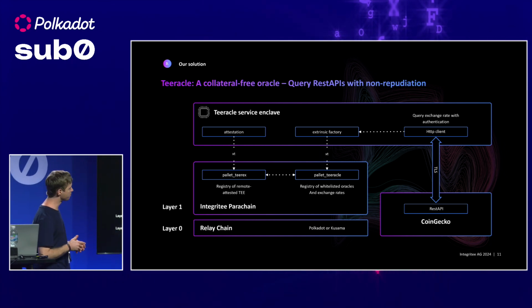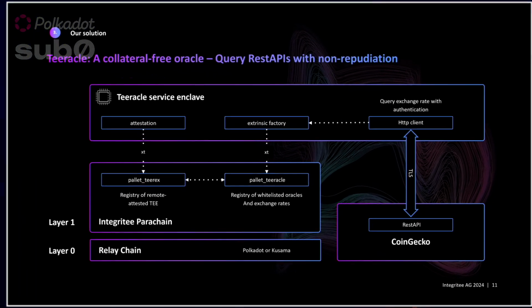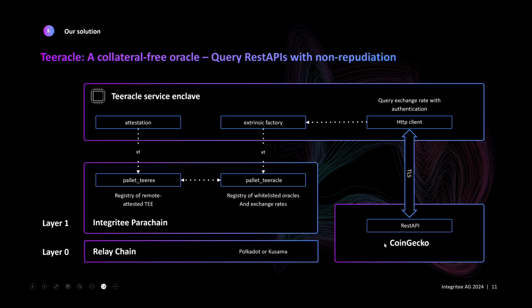I think I've been going quite fast, so I can explain this slide. This is the example of the CoinGecko Oracle. On the top, you see the TEE-Recal service. First it goes through the attestation process, which will register with our pallet TEE-Rex, which will verify the remote attestation report and then put it into its registry.